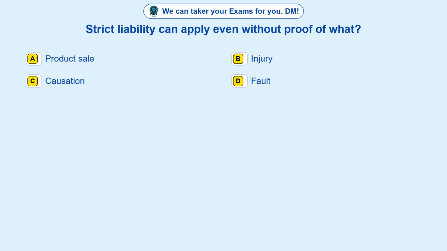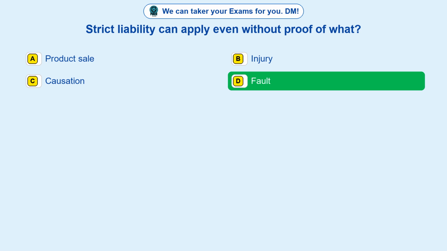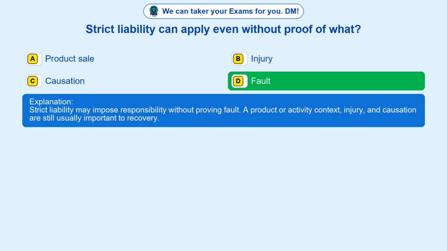Question 50. Strict liability can apply even without proof of what? Option A, product sale. Option B, injury. Option C, causation. Option D, fault. The correct answer is option D. Fault. Strict liability may impose responsibility without proving fault. A product or activity context, injury, and causation are still usually important to recovery.